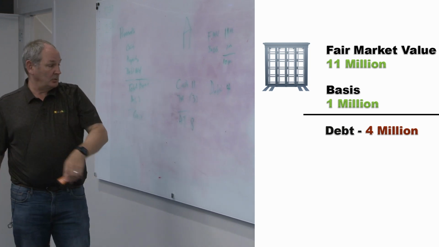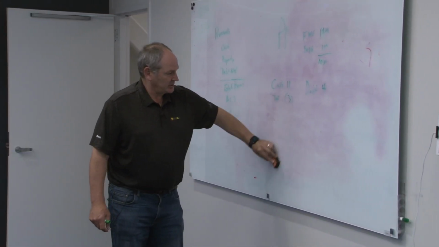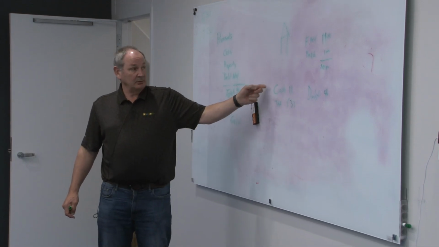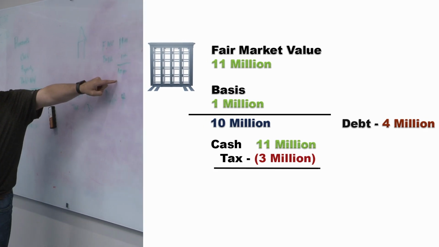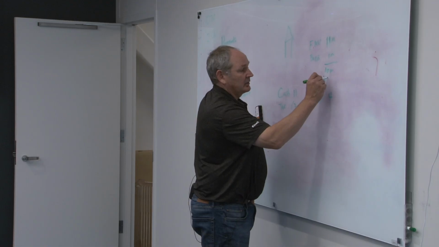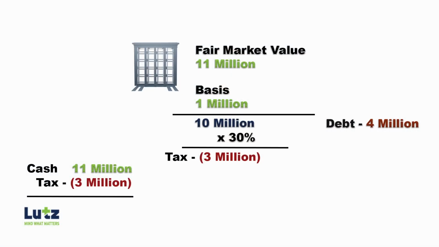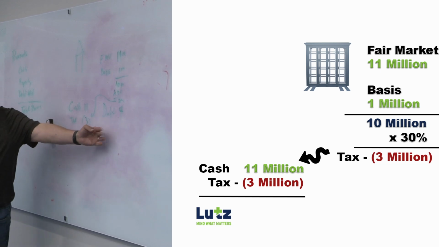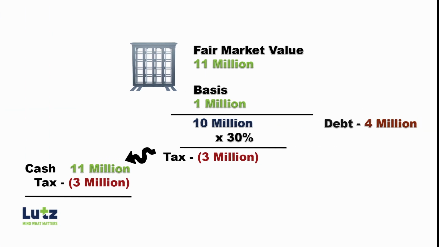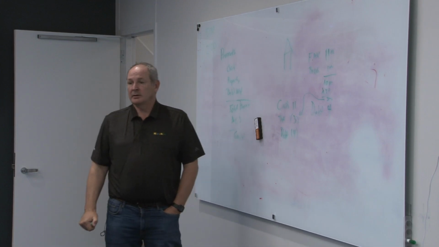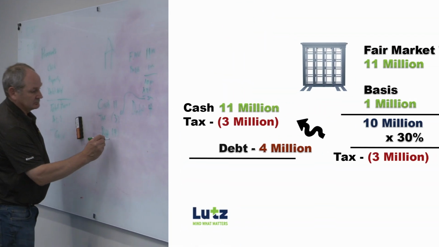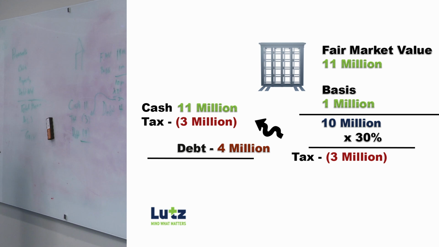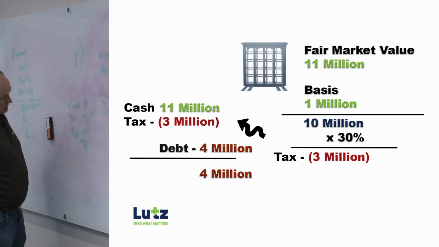Let's do it this way. We'll keep going down the path. You sell it for 11. Your tax is 3. 30%, 3 million is coming out. I don't get those dollars. You owe the bank $4 million, so you have to pay off the debt, don't you? $4 million. How much are you left with after tax and after debt? Blaine? 4. Right?